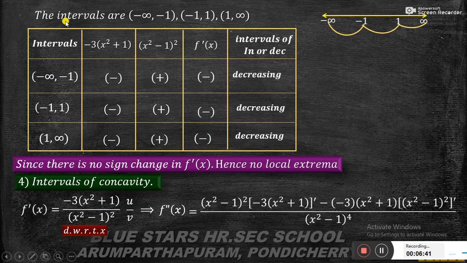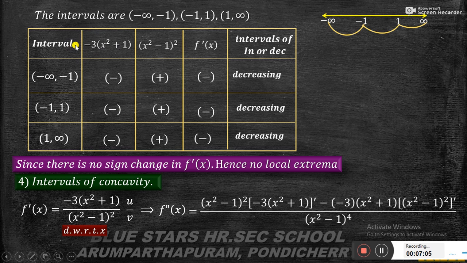You see now the intervals are: x equal to minus 1 and plus 1 I mention on the number line, minus infinity to plus infinity, minus 1, plus 1. So the intervals are minus infinity comma minus 1, minus 1 comma 1, 1 comma infinity. Now I make the table; the first column is intervals.